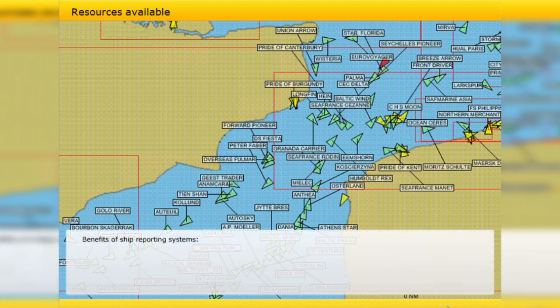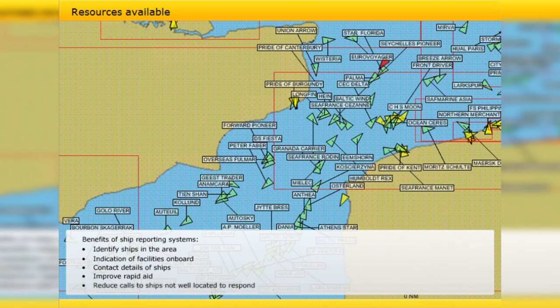The advantages for search and rescue of using a reporting system are that it enables the SMC to identify ships near to a distress situation, along with their positions, courses and speeds. Be aware of other information about the ships, such as if there are medical facilities on board. Know how to contact the ships. Improve the likelihood of rapid aid during emergencies, and reduce the number of calls for assistance to ships not well located to respond.